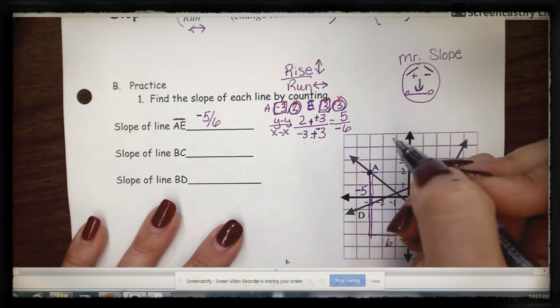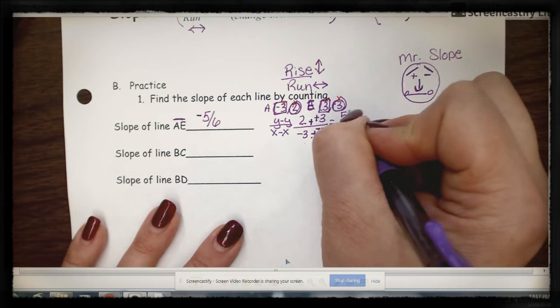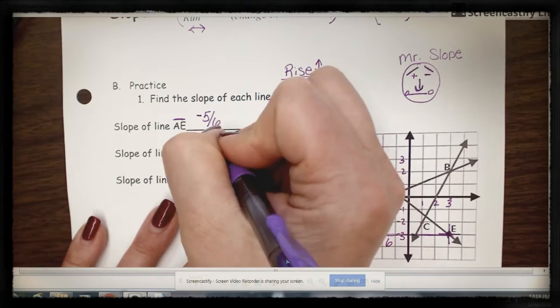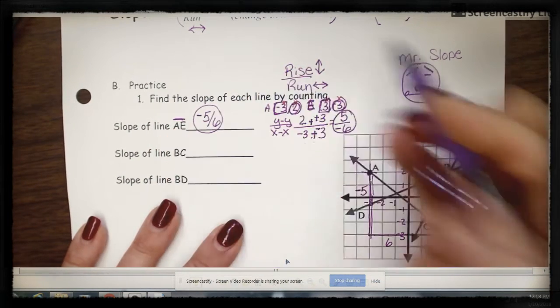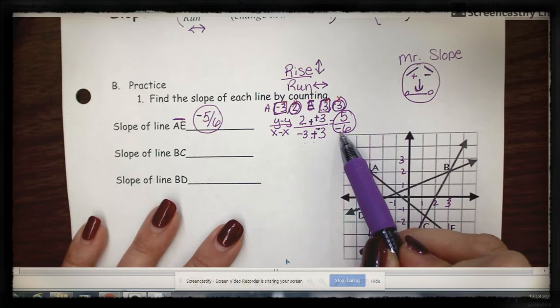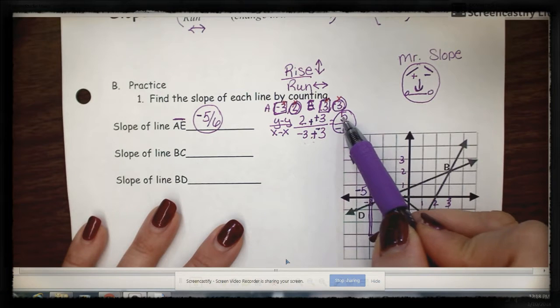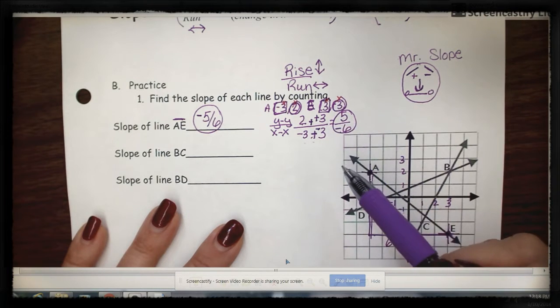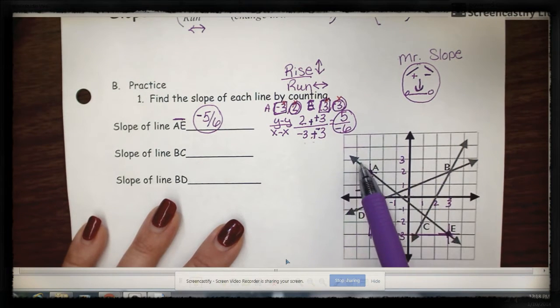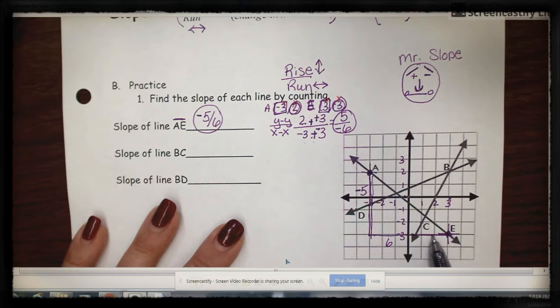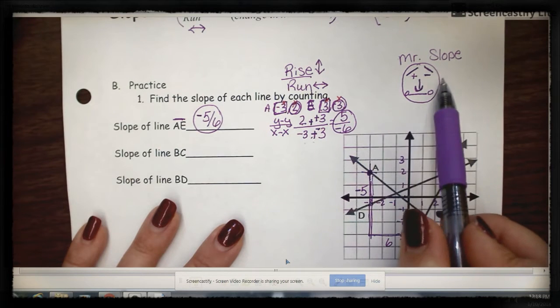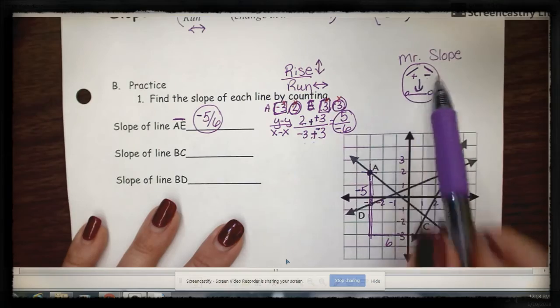You can see our slope by using the points is -5/6, which is the same as what we got by counting. Remember, this negative that we got here could be on the bottom, it could be on the top, or it could be just in the front of the fraction. But again, looking at our line, it's going downhill, so we remember that our slope is negative from Mr. Slope.